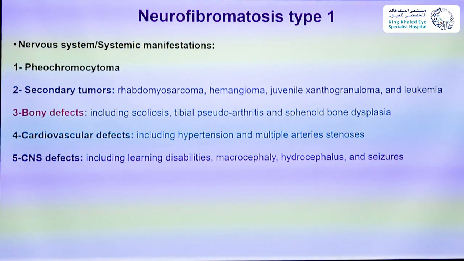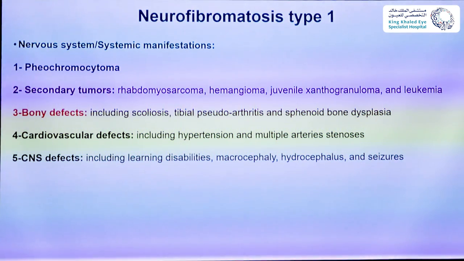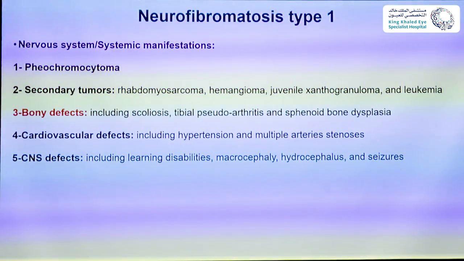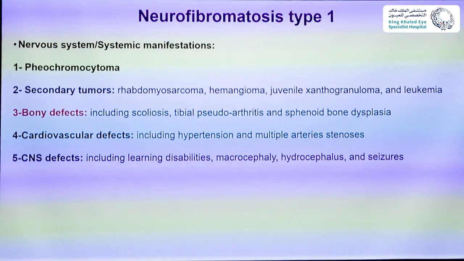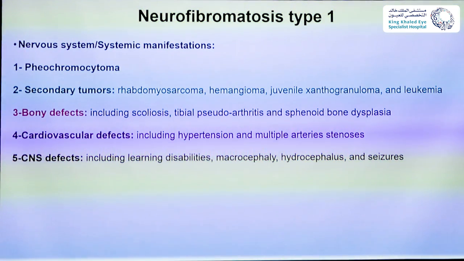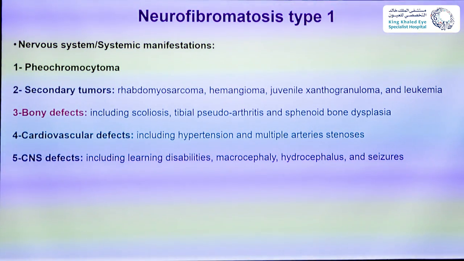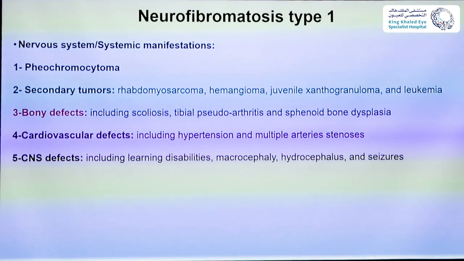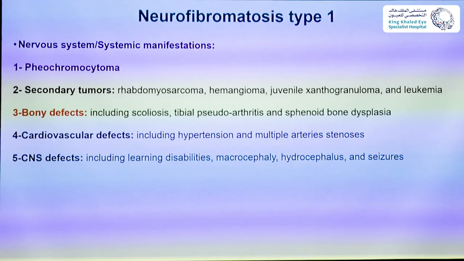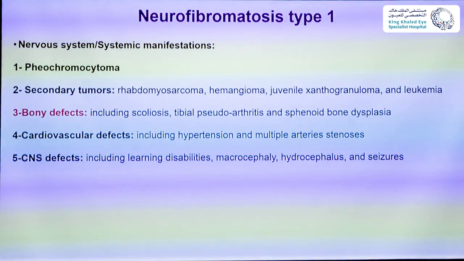The nervous system and systemic manifestations. So we're gonna go through a lot of phakomatosis. I don't expect that all of you gonna memorize all the defects, because it's variable, but I'm gonna highlight the things that are very important, which are here because of the diagnostic criteria, including bony defects, so including scoliosis, tibial arthritis, and sphenoid bone dysplasia. And sphenoid bone dysplasia, please pay attention to it, because we're gonna see it right now.